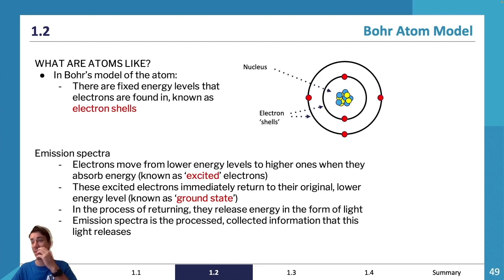But essentially, in Bohr's model of an atom, there are fixed energy levels that electrons are found in, and these are known as electron shells. Electrons move from a lower energy to a higher energy when they absorb energy. This is known as excited, and when excited, electrons immediately return to their original or lower energy levels, known as ground state. So essentially they move up really quickly and move back down really quickly. It's like an immediate up and down.